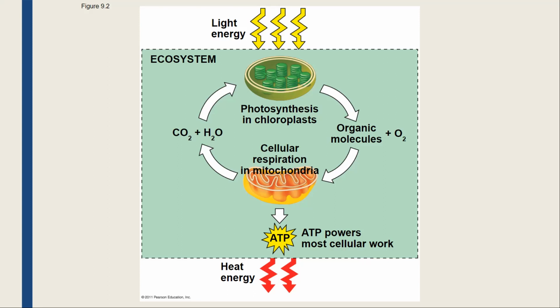So the organic molecules that we're using, that energy that's stored, that potential energy in those chemical molecules, are then used to make ATP in the process of cellular respiration. So we're breaking down organic molecules, and we are using that to generate ATP. So a catabolic pathway.